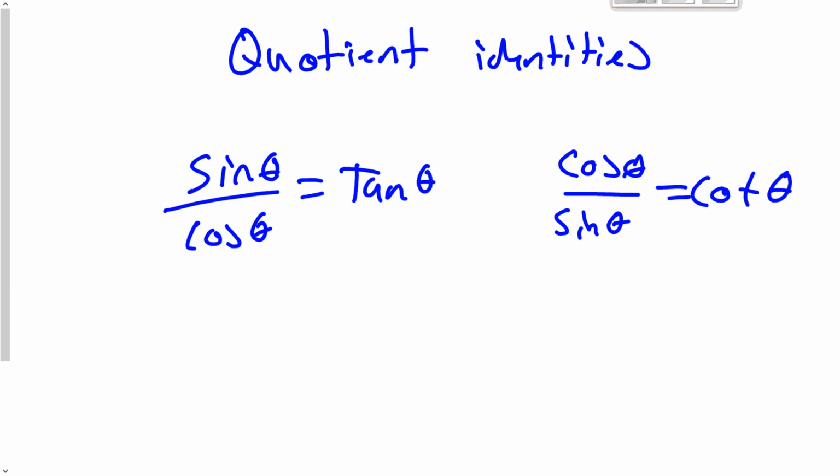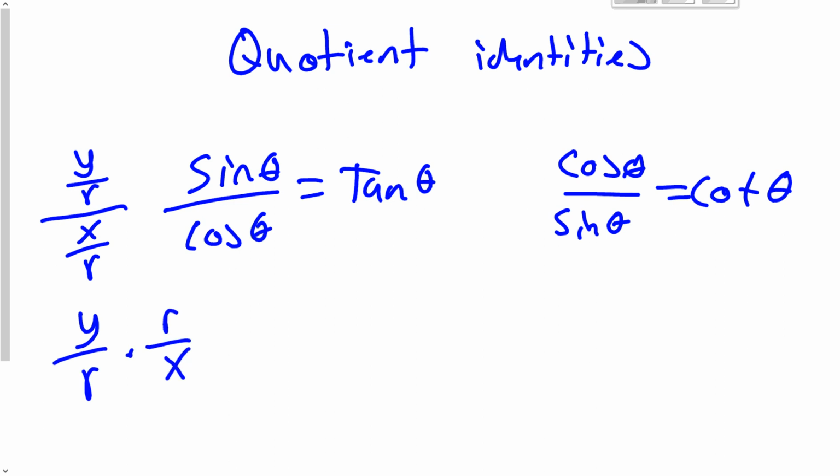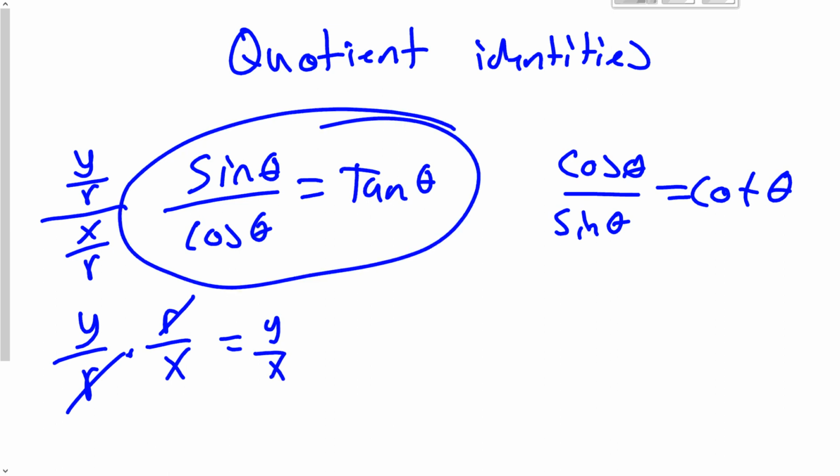So now let's take a look at some of our quotient identities. If sine is y over r, and I'm dividing that by cosine, which is x over r, remember, when I'm dividing by a fraction, I can flip it and multiply by its reciprocal. So y over r times r over x. These would cancel, and I would get y over x. Isn't that what tangent is equal to? So that's why sine of theta over cosine of theta is tangent of theta.